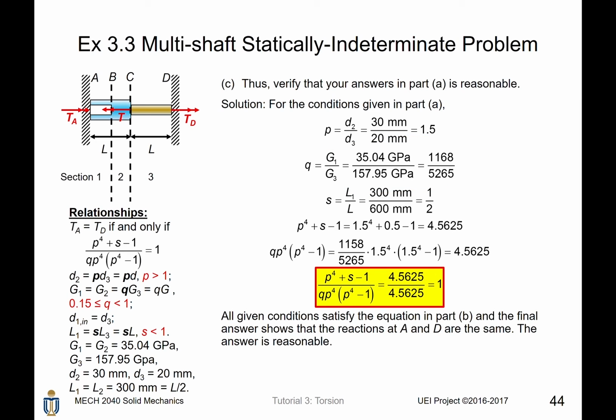Consider the blue bar. The ratio between the drilled length to that of the entire length equals 1/2. Then we compute the numerator and the denominator, and we get the same result, which is 4.5625. By dividing the numerator by the denominator, we have the value 1. That is, our equation in part B is completely verified. All the given conditions in part A satisfy the equation in part B. The final answer shows that the reactions at A and D are the same. Consequently, our answers in part A are reasonable.